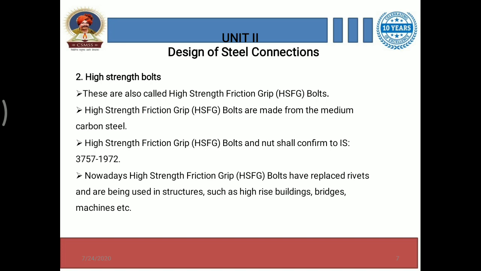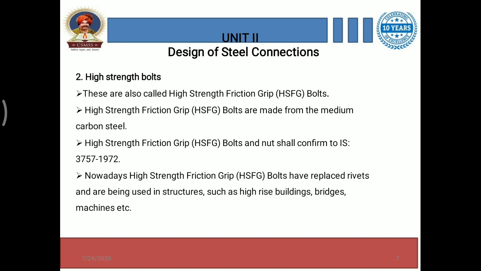High strength friction grip HSFG bolts, bolts and nut shall conform to IS 3757 1972. This is the particular IS code in which these bolts are mentioned. Nowadays, high strength friction grip bolts have replaced rivets and are being used in structures such as high rise buildings, bridges, machines, etc. Okay, so you can compare these structures are heavy structures, and we can say high strength bolts are used for making high loading structures.